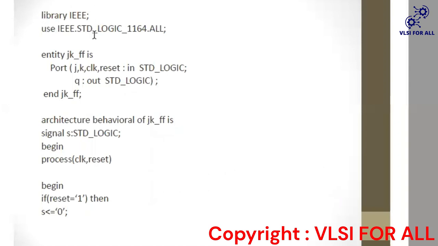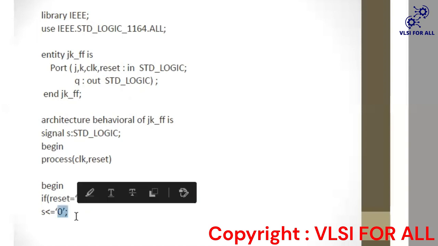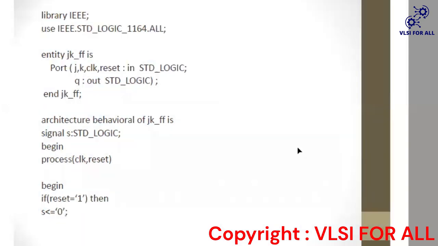First of all, we will declare the libraries, and after that we will create the entity, and we will declare JK, clock and reset as inputs and Q as our output. After the entity declaration, we will declare the architecture, and we will consider the same signal S as in the previous example. After that, we will process our inputs clock and reset, and if reset equal to 1, then S equal to 0, meaning when reset is high the output is 0.